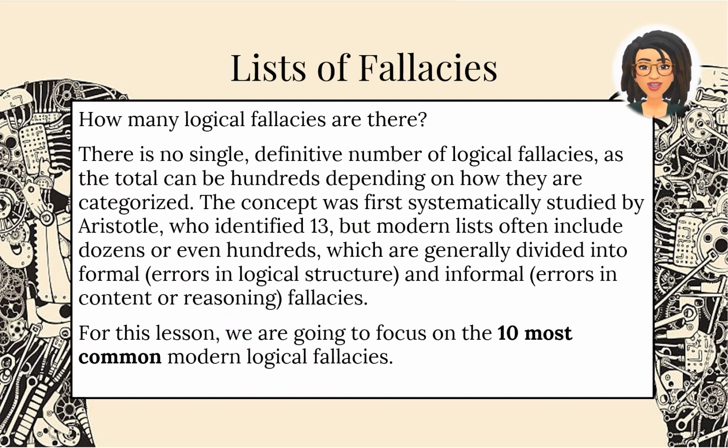So, how many logical fallacies are there? Well, the truth is, there's no single definitive number, as the total can be hundreds depending on how they're categorized. The concept was first systematically studied by Aristotle, who identified 13, but modern lists often include dozens, even hundreds, which are generally divided into formal, which are errors in logical structure, and informal, which are errors in content or reasoning. So, for this lesson, we're going to focus on the 10 most common modern logical fallacies.